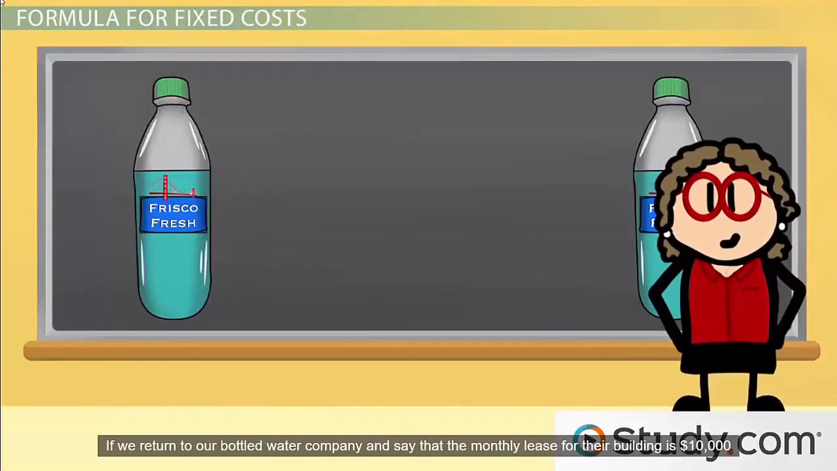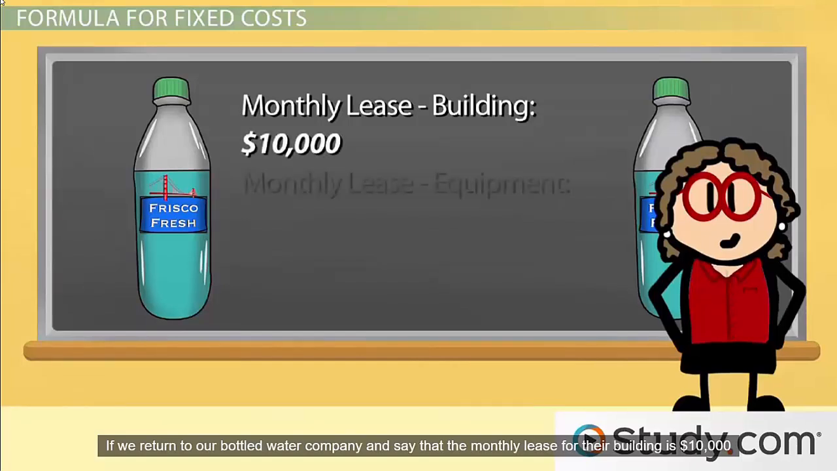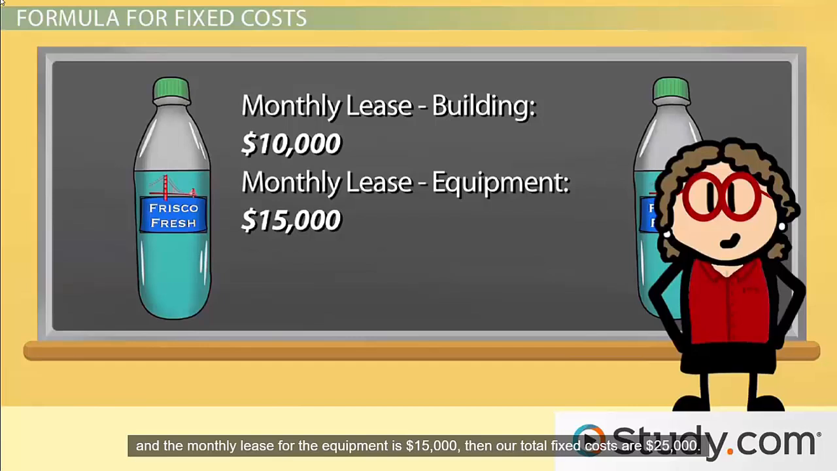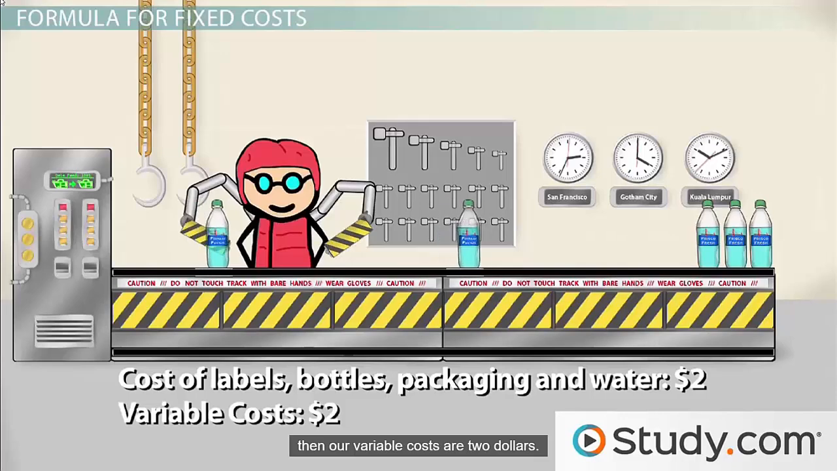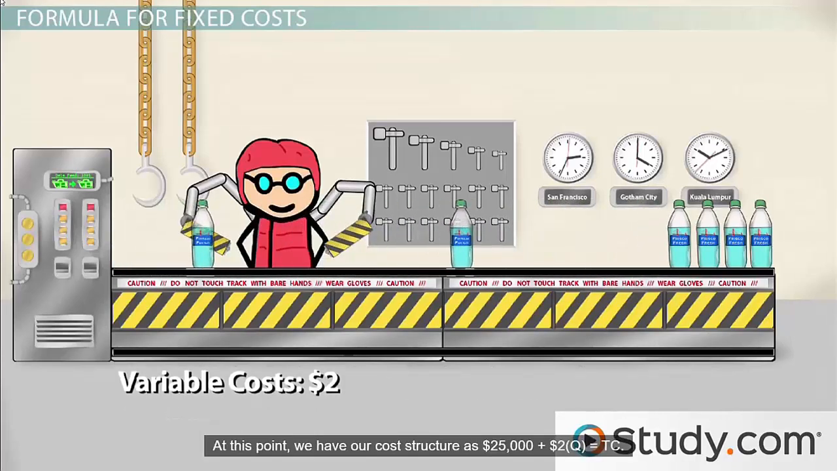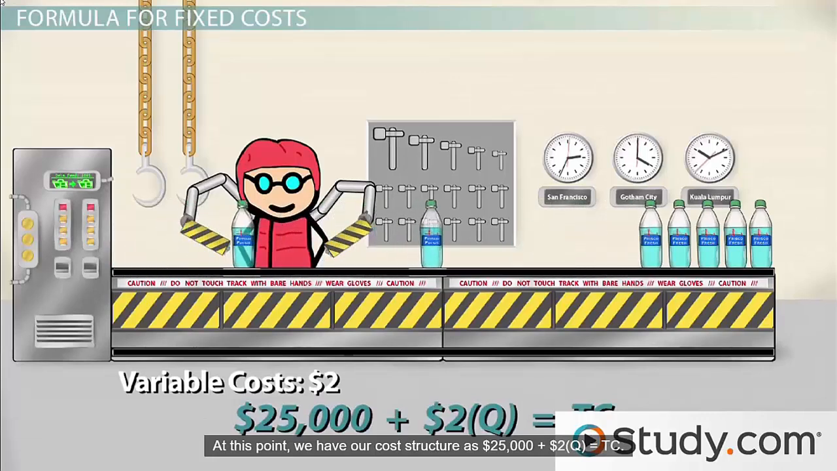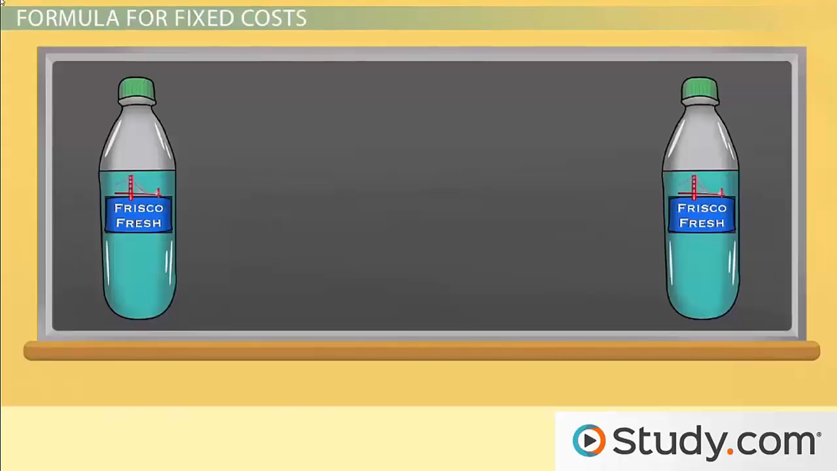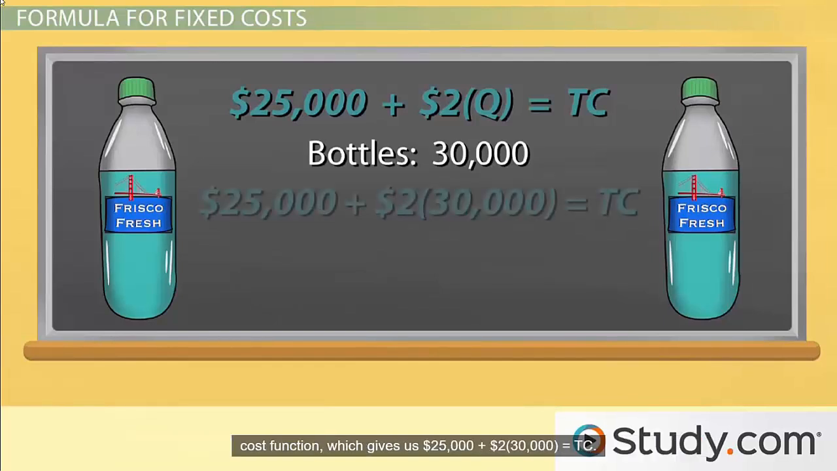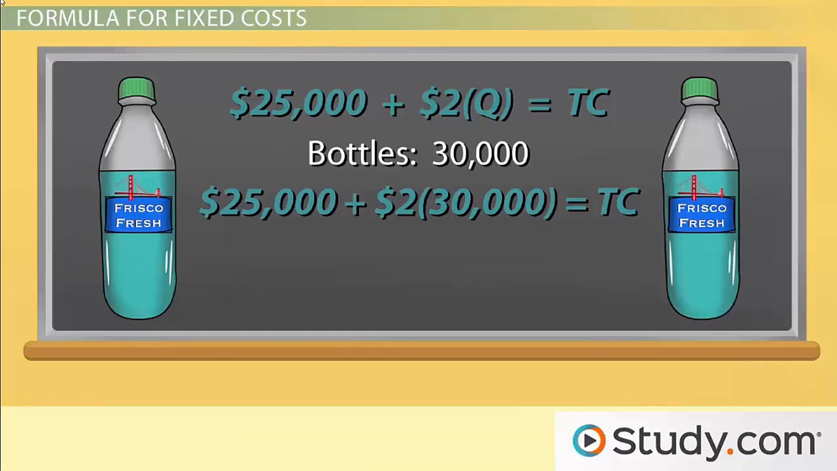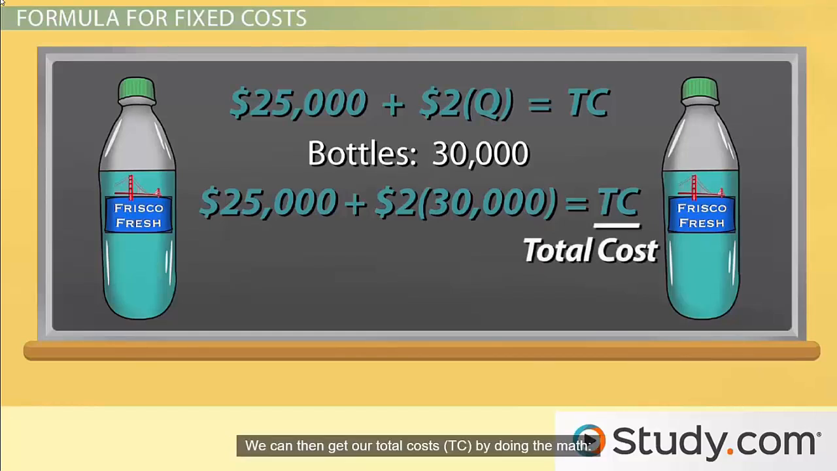If we return to our bottled water company and say that the monthly lease for their building is $10,000 and the monthly lease for the equipment is $15,000, then our total fixed costs are $25,000. If the costs of labels, bottles, packaging, and water that go into each case of bottled water is $2, then our variable costs are $2. At this point, we have our cost structure as $25,000 + $2(Q) = TC. Now, each month, total costs can be calculated by plugging actual quantity produced into the cost function, which gives us $25,000 + $2($30,000) = TC. We can then get our total costs, TC, by doing the math.